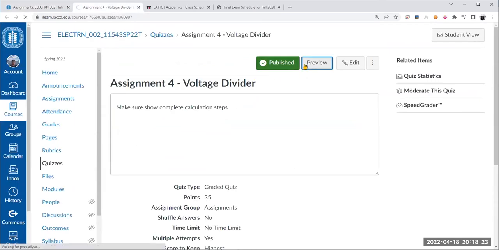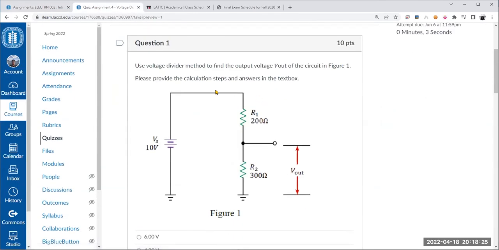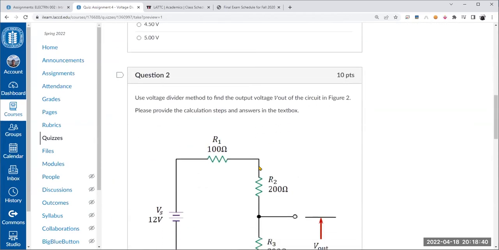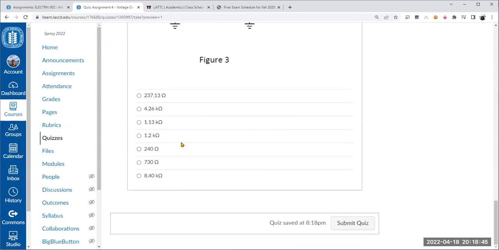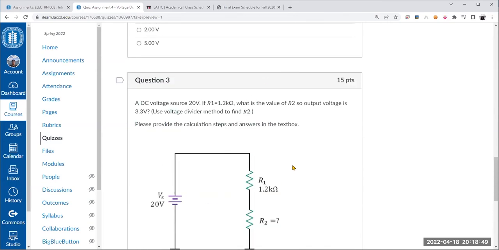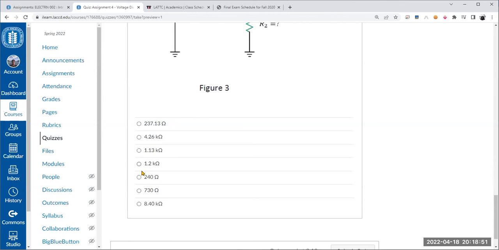If I click on preview, here are the questions. This is the voltage divider circuit. Given R1, R2, and the voltage from the source, we want to know what's the voltage across R2. And then this is the second one. There are only 3 questions, but the last one has many options. So make sure you calculate and get a correct answer, and select the one that is closest.